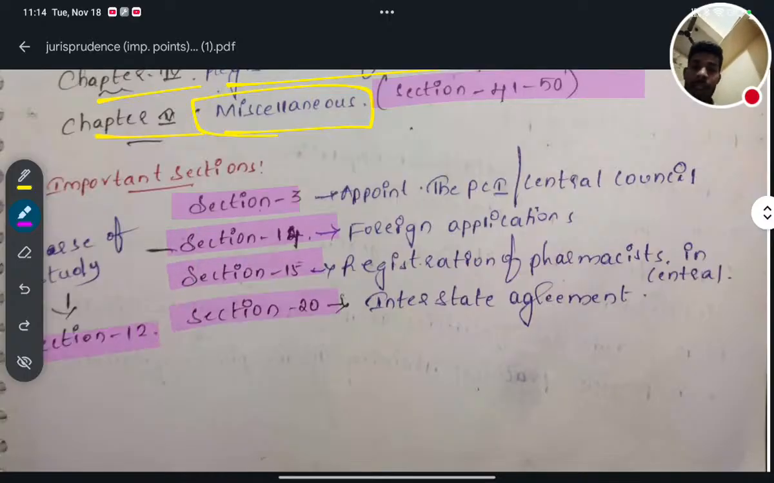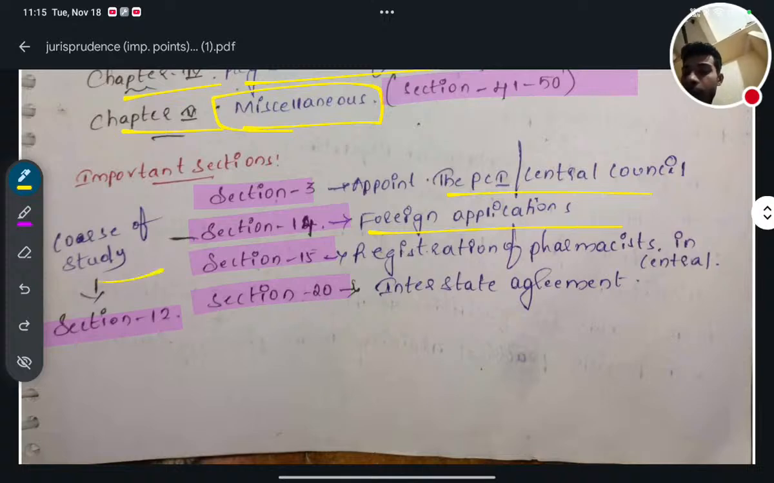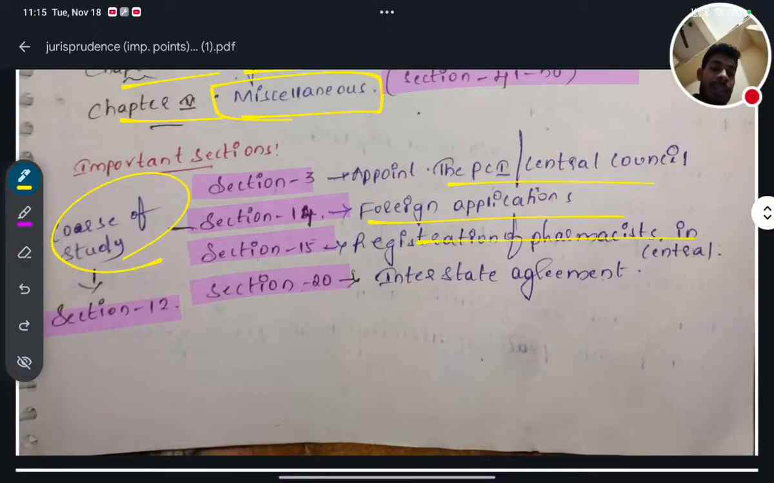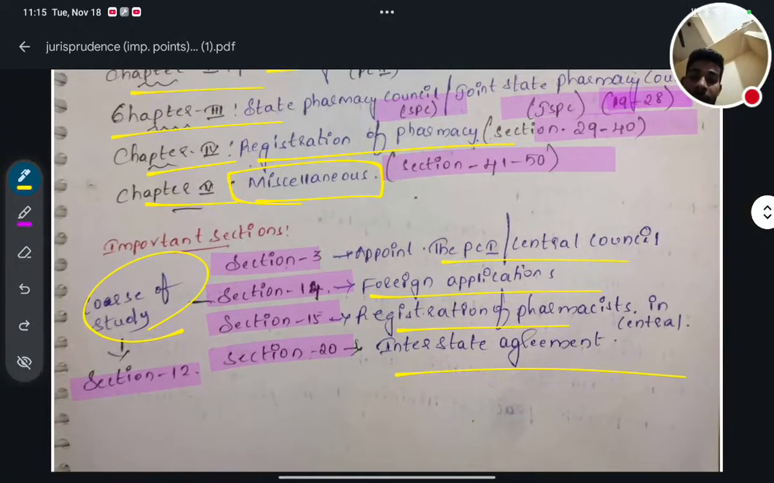Also section 12. Section 3 is all about the Pharmacy Council of India, PCI or Central Council. Section 14 is about foreign applications. Section 12 is about course of study. Section 15 is about registration of pharmacists at the central level. And section 20 is interstate agreement. So you have to remember these 5 sections.